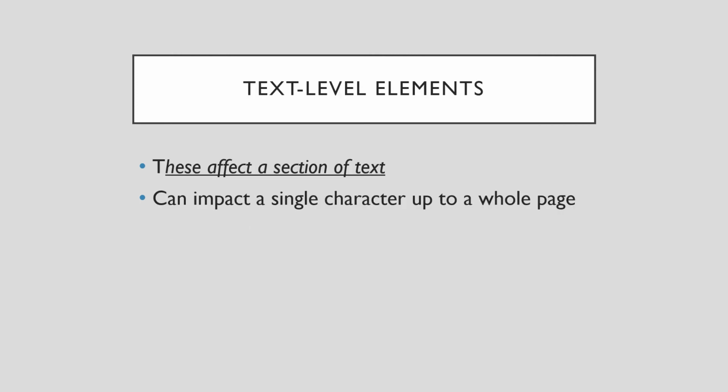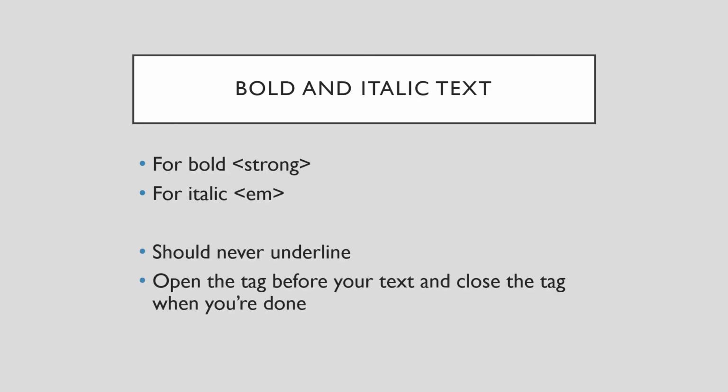All right, some text level elements. Remember, these affect a section of text. It can impact a single character or up to a whole page. First one, bold and italic text. We use strong and emphasis. We don't really want to use underline, because if you do underline text, it looks like it's a hyperlink. So caution there.